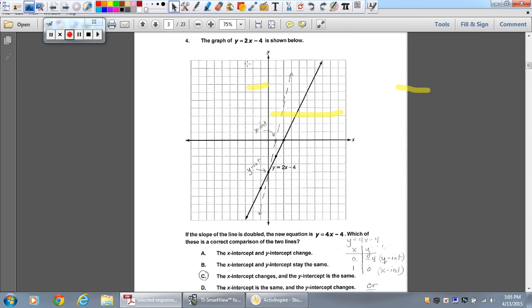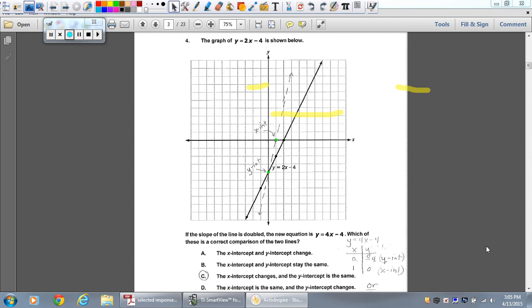Number 4, they took y equals 2x minus 4 and they doubled the slope and they gave you a new equation. So probably easiest just to graph it with the y-intercept and the slope of 4. So go up 4 over 1. And you can see the x-intercept, which is where it crosses the x-axis, and the y-intercept, which is where the line crosses the y-axis, and you can compare them. So you see the x-intercept is different than the original, the y-intercept remains the same.